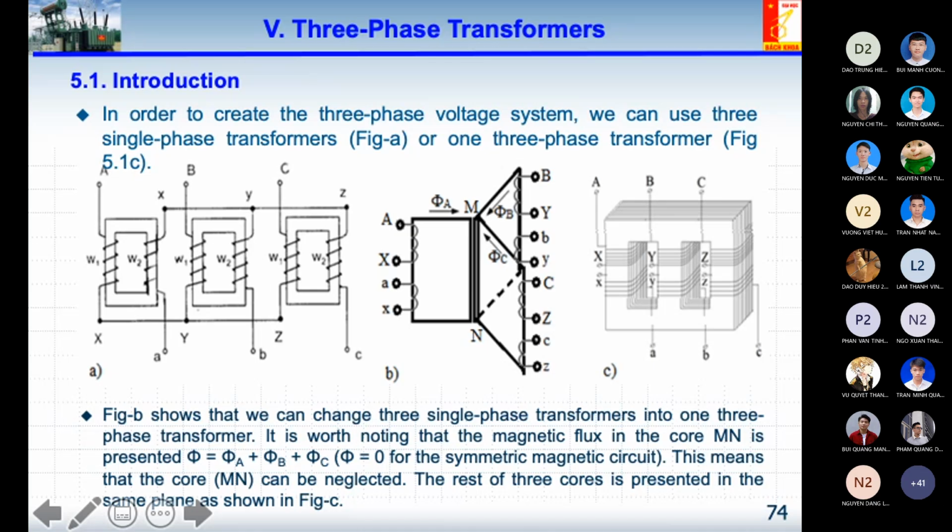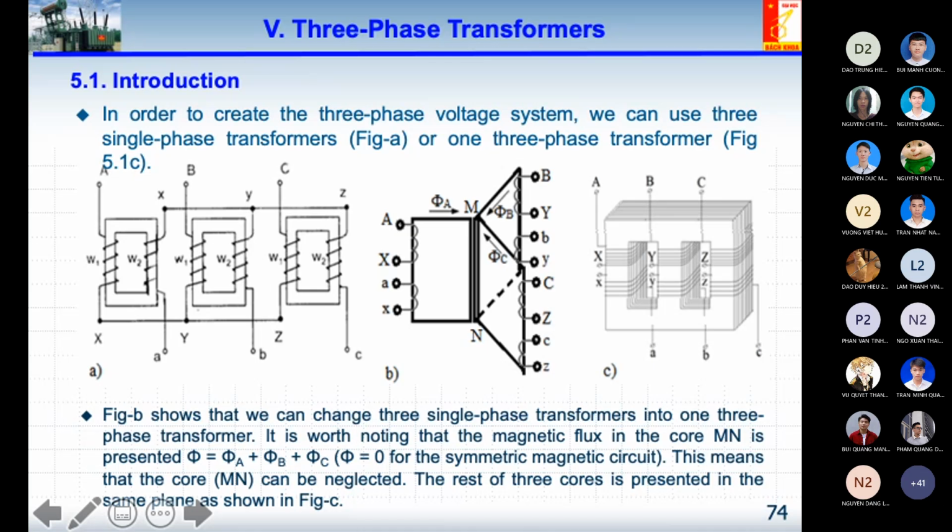For example, in practice, if you want to create a three-phase voltage system, you have to use the three-phase transformer or three single-phase transformers. We get two different ways of creating the three-phase voltage. Either we can use three single-phase transformers like this, or we can use a three-phase transformer like this one.